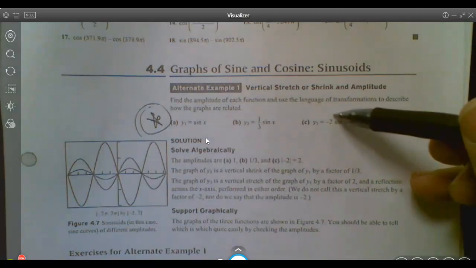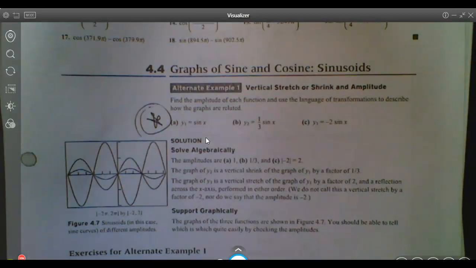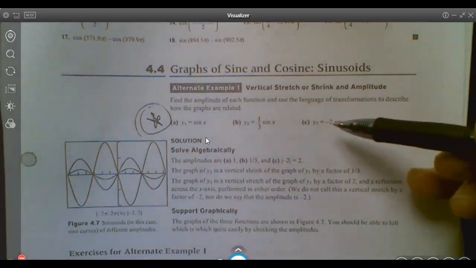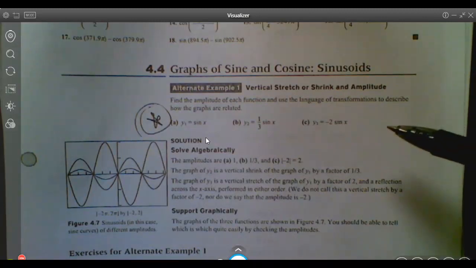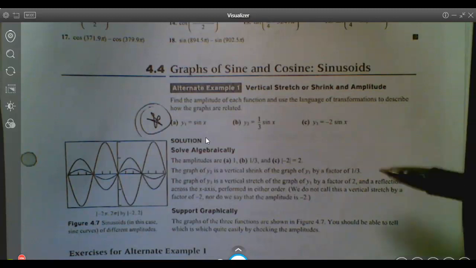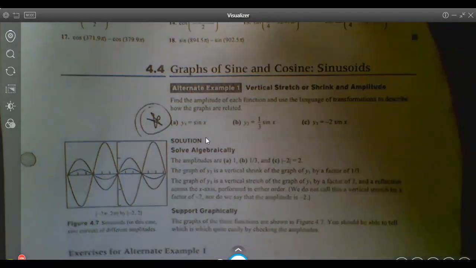If we're going to have a number bigger than 1, like positive 2 or negative 2, then we're going to see that as a vertical stretch by a factor of 2. We don't really take into account the negative because we see the negative as causing a reflection, not necessarily a stretch or shrink factor. So that's what's being described on these, so we're going to try one of those on our own.